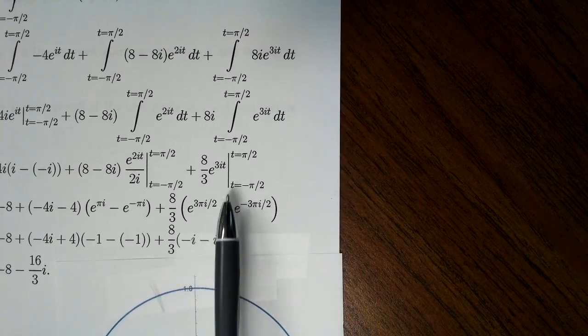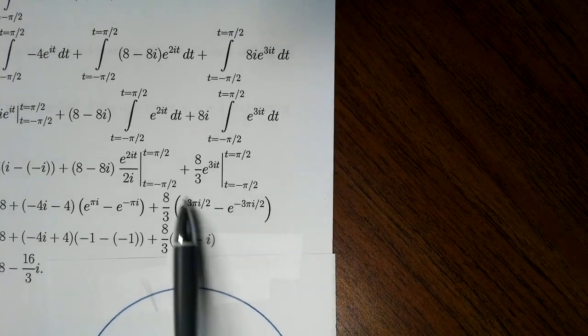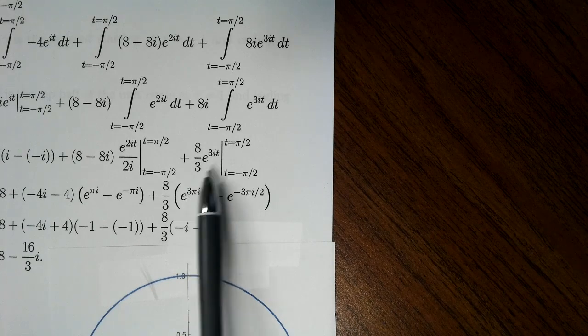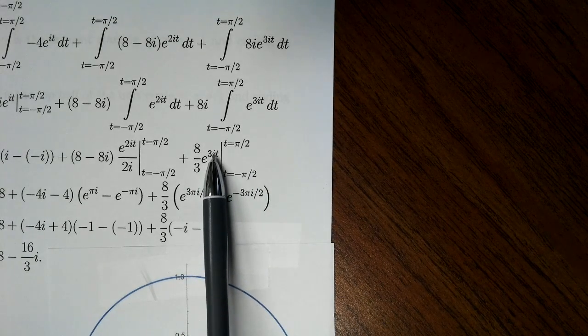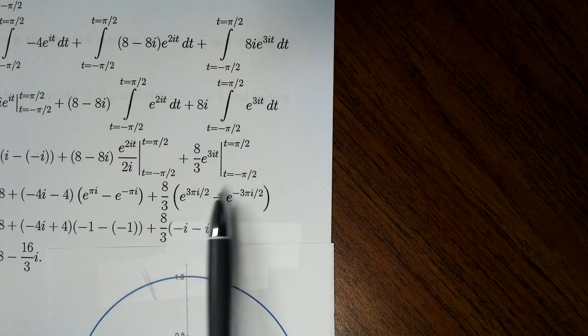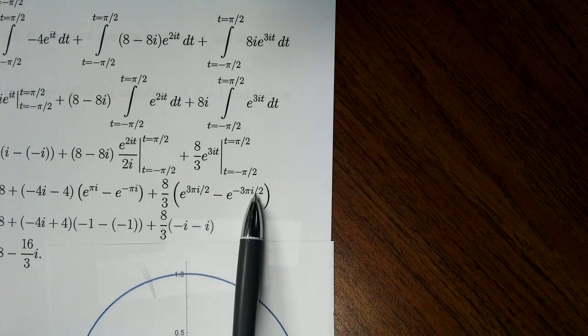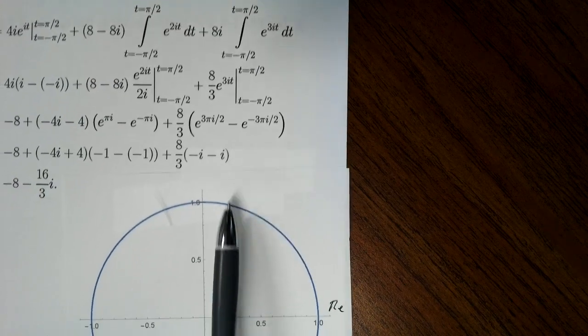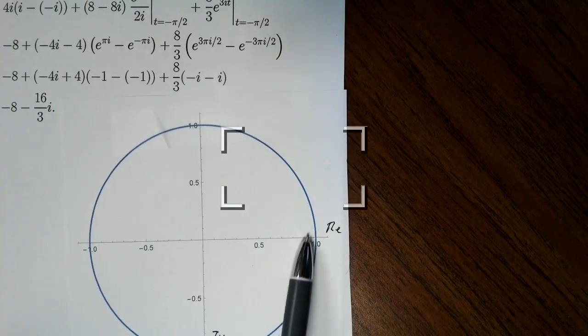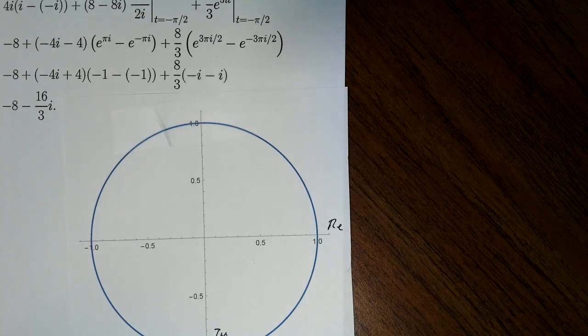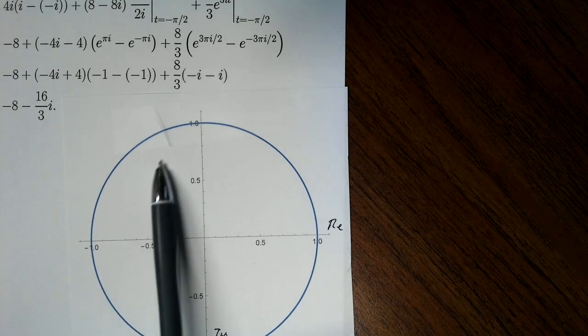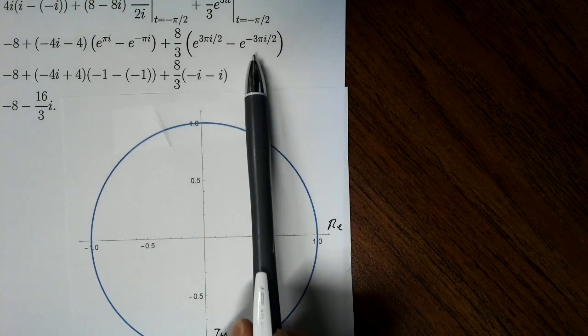Now I need to contend with this last term over here, 8/3. If I substitute pi over 2 in, I get e to the 3 pi i over 2. Substituting minus pi over 2 in, I get e to the minus 3 pi i over 2. Now on the unit circle, e to the 3 pi i over 2 is negative i, and e to the negative 3 pi i over 2 is i.